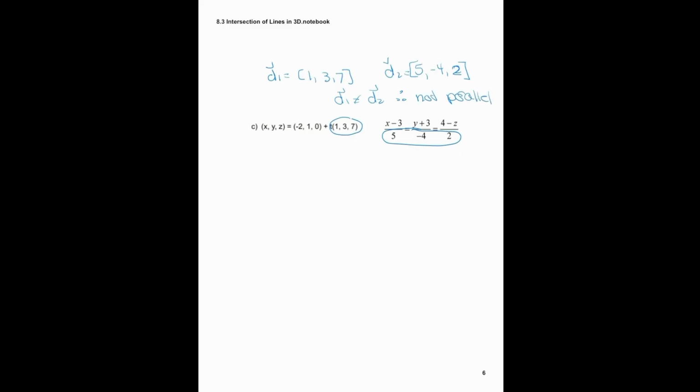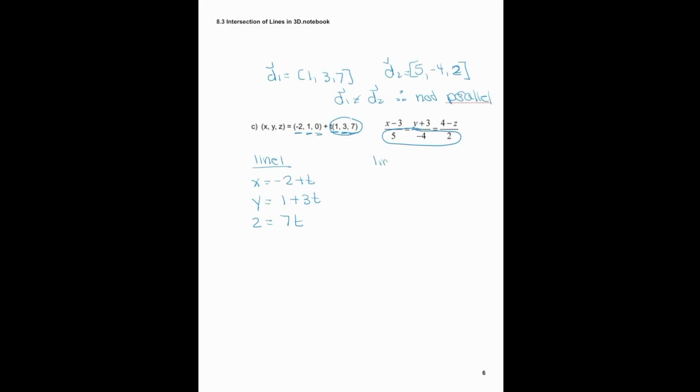Now we need to figure out, is there a point of intersection or are they skew and destined to never meet? At this point, we need to create the parametric equations for each line so we can set up the system of equations. For line 1, our parametric equations will be x equals -2 plus t, y equals 1 plus 3t, and z is equal to 0 plus 7t.